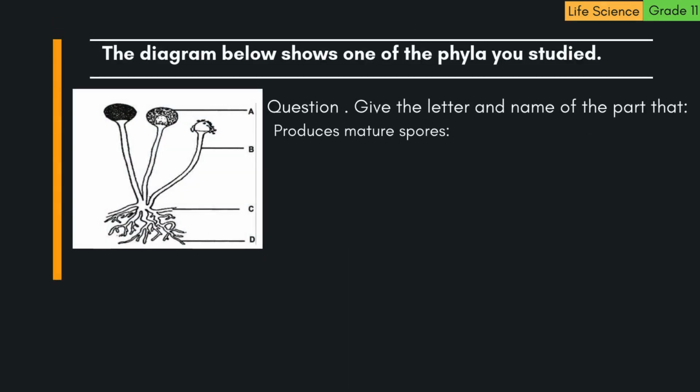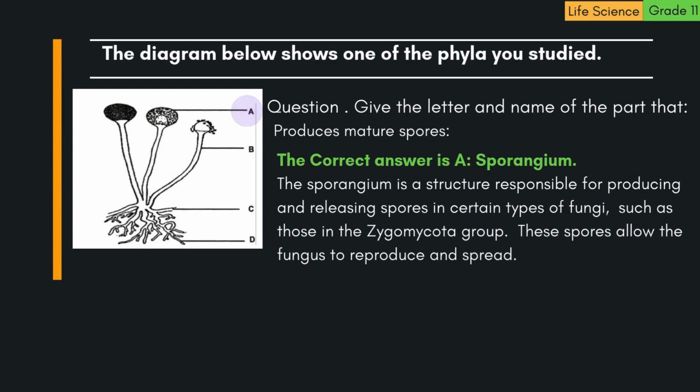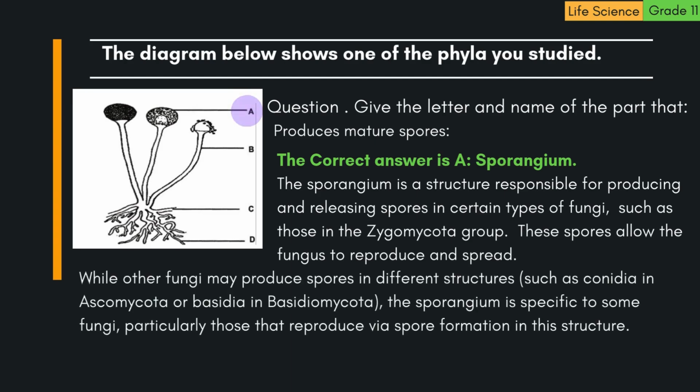C. produces mature spores. The correct answer is A. Sporangium. The sporangium is a structure responsible for producing and releasing spores in certain types of fungi, such as those in the Zygomycota group. These spores allow the fungus to reproduce and spread. While other fungi may produce spores in different structures, such as Conidia in Ascomycota or Basidia in Basidiomycota, the sporangium is specific to some fungi, particularly those that reproduce via spore formation in this structure.